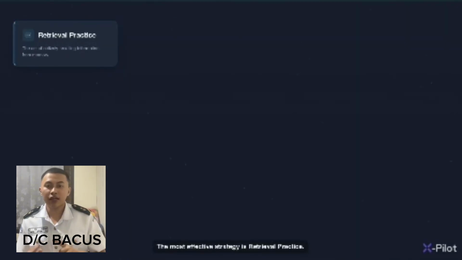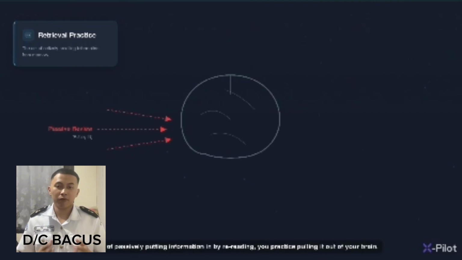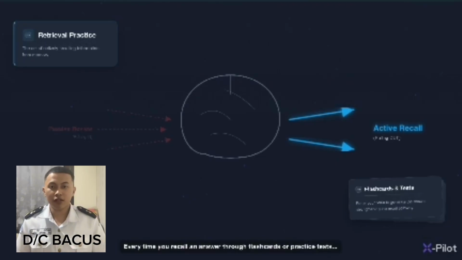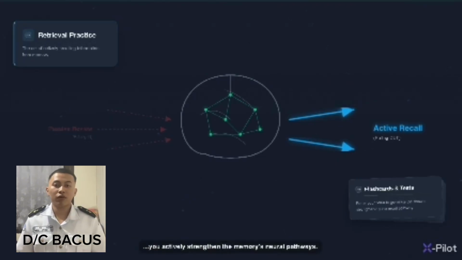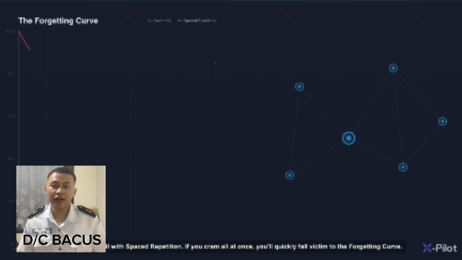The most effective strategy is retrieval practice. Instead of passively putting information in by rereading, you practice pulling it out of your brain. So every time you recall an answer through flashcards or practice, you actively strengthen the memory's neural pathways. Pair active recall with spaced repetition.